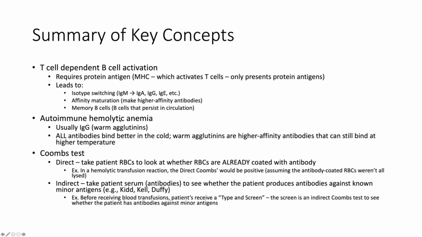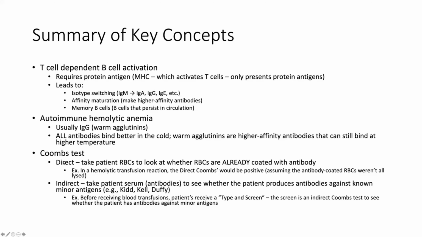We'll talk about autoimmune hemolytic anemia, which again is usually IgG, the warm agglutinins. The general thing that you want to remember is that all antibodies bind better in the cold. Almost everything binds better in the cold. The reason we call them warm agglutinins isn't because they bind better at warm temperatures. It's just that they are such high affinity antibodies that they can still bind at higher temperatures. They would bind better in the cold, but because they've undergone T cell dependent B cell activation, you have affinity maturation to make higher affinity antibodies, and they can still bind at higher temperatures.